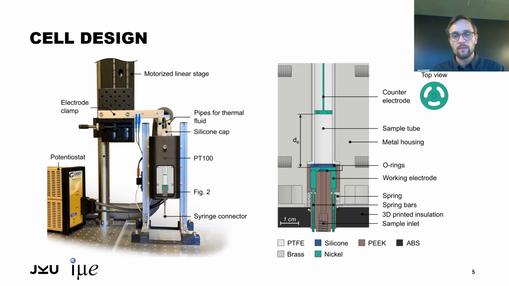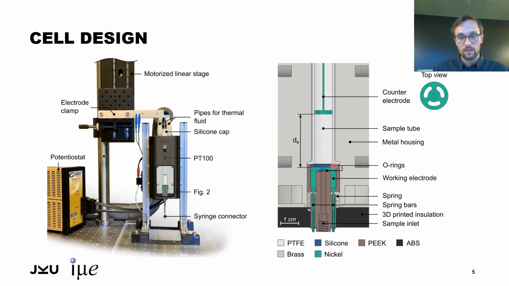With these requirements in mind, we came up with the sensor design as you can see here. I would like to discuss the right picture here because it shows its most important parts. And actually its most important part is this counter electrode here, which is located inside a sample tube. And the counter electrode itself is mounted on a linear stage, so we can move this counter electrode up and down and vary the electrode distance.